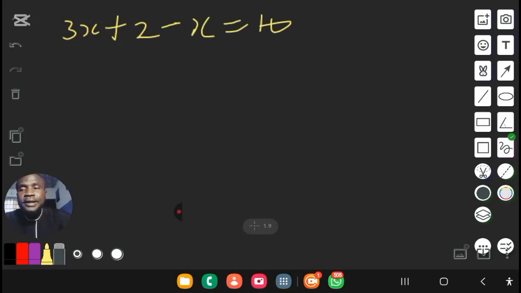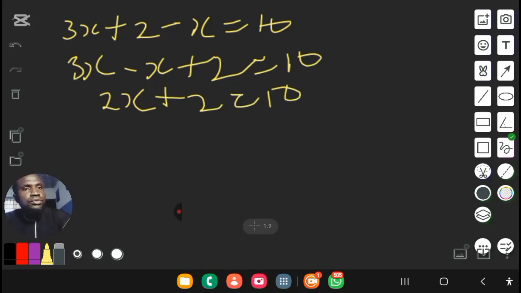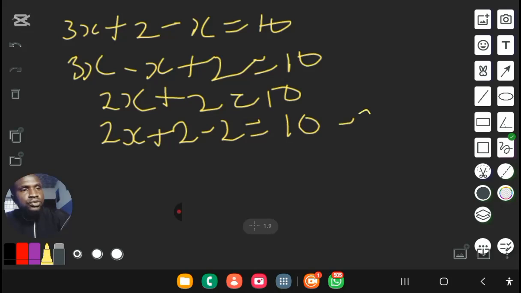So what do you do? You combine like terms. So we say 3x minus x plus 2 equals 10. So 3x minus x is going to give us 2x plus 2 equals 10. What do we do? Minus both sides by 2. So you say 2x plus 2 minus 2, then 10 minus 2. Remember, what you do to the right hand side, you do to the left hand side. So it's 2 minus 2, 2x will be standing alone. 10 minus 2, we have what?